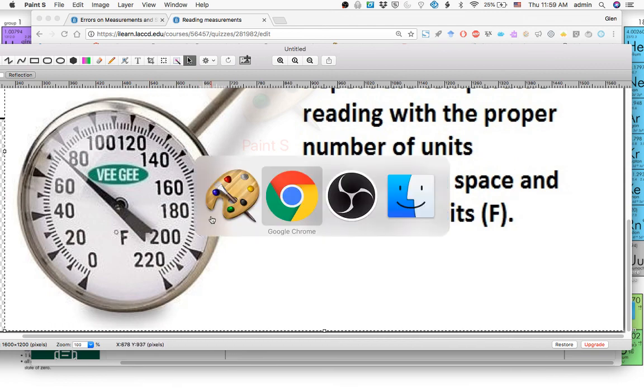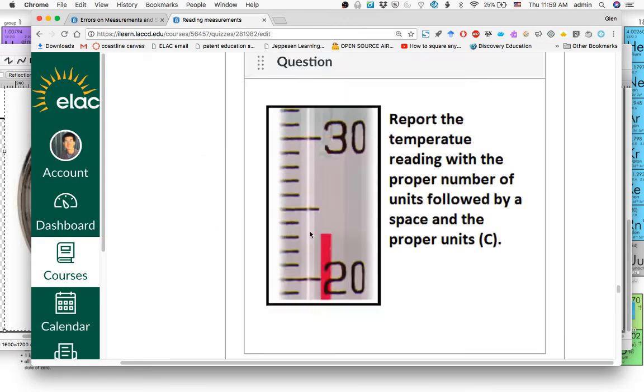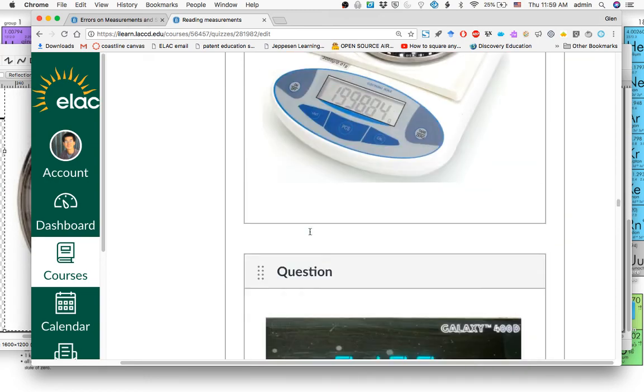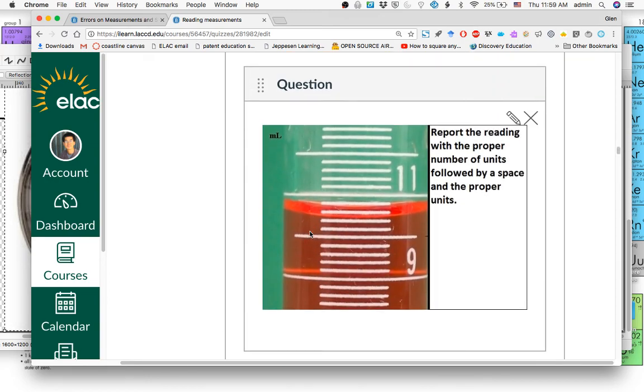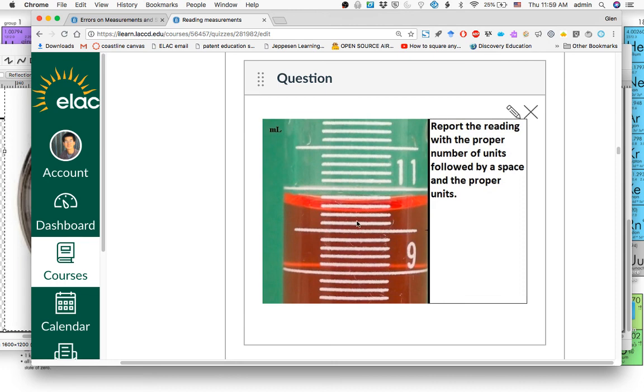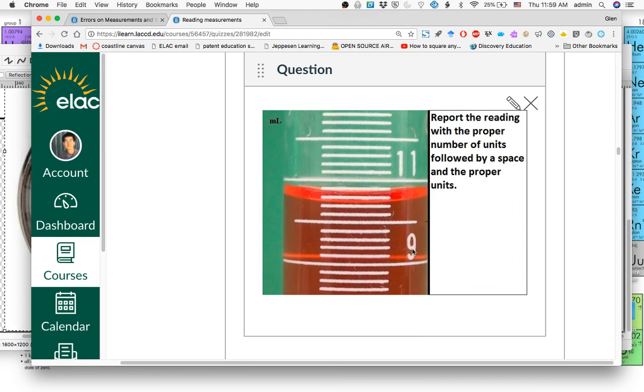And guess what? I have another error in here, very similar to that, and I'm sorry for that. I apologize. And here it is. So in this problem, this is 9, this is 10, this is 11. Look at the bottom of the meniscus.